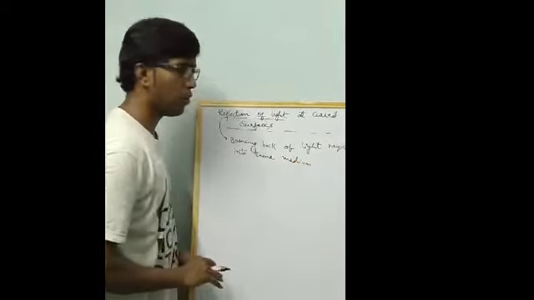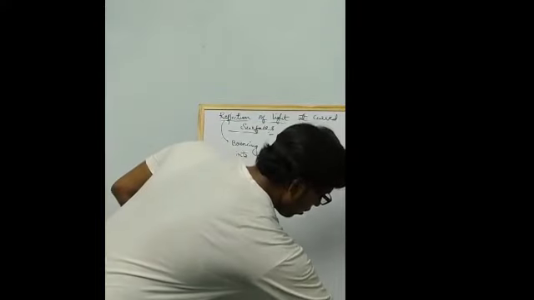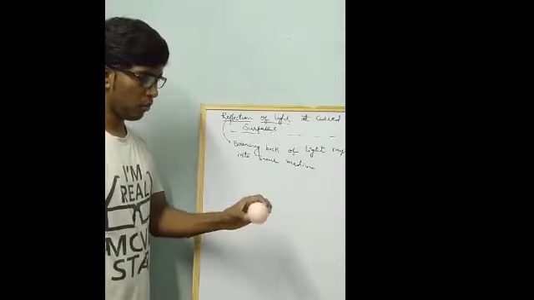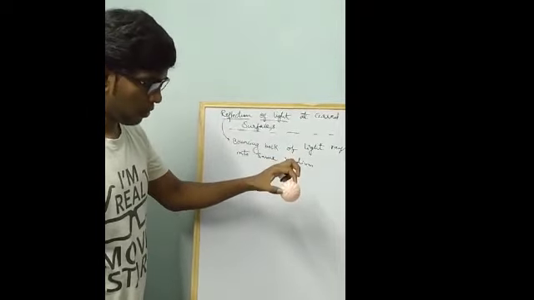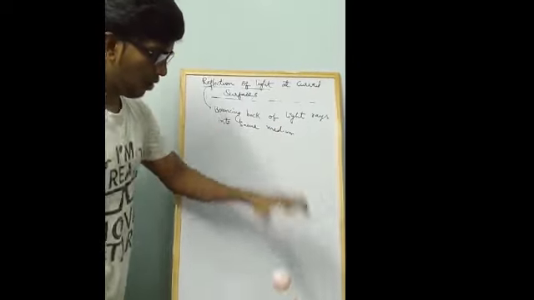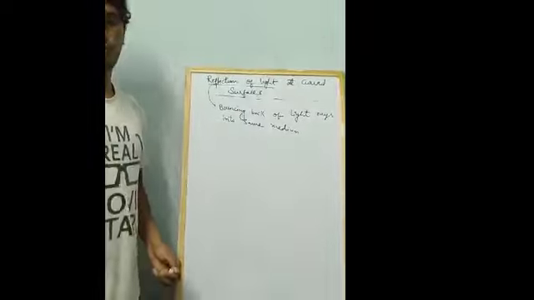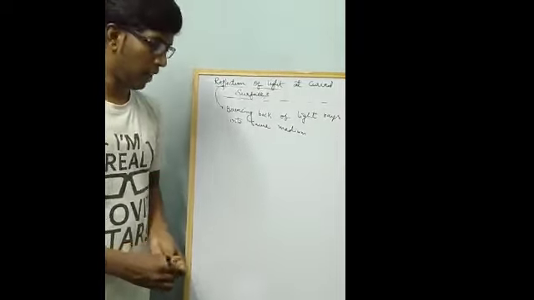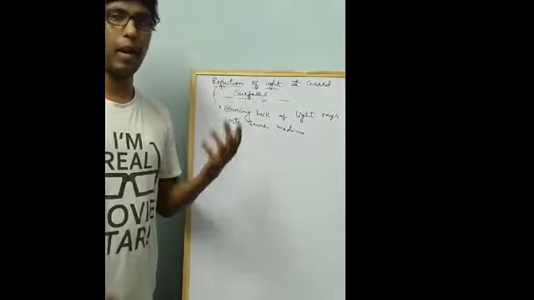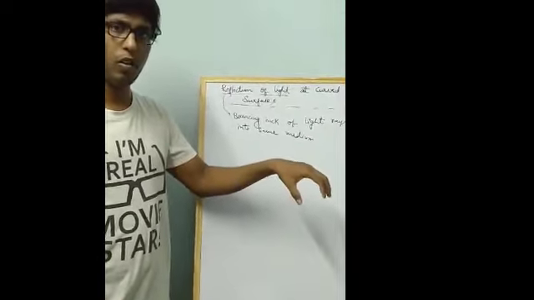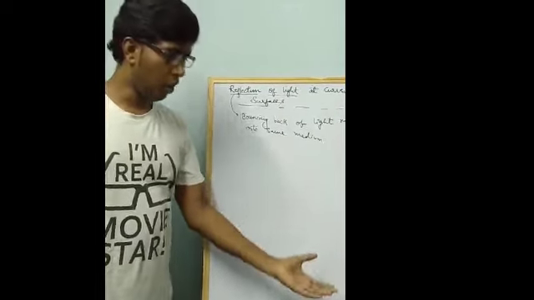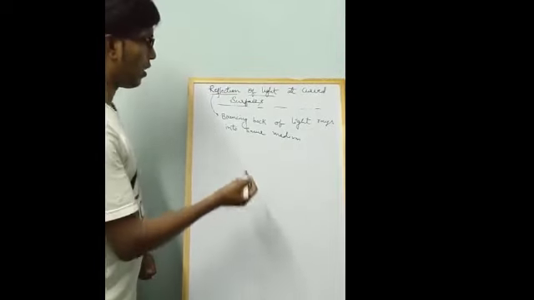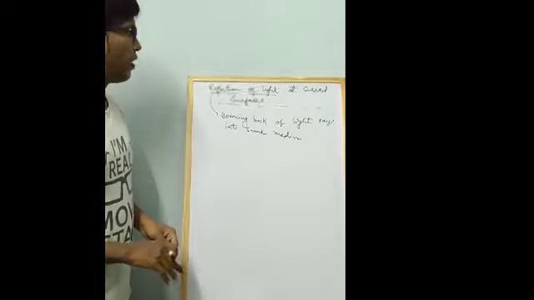Let me explain with some example. You will have a small ball here. When I drop the ball, you observe that while the ball falls on the bench, it is reflected back. So the ball is bouncing back into the same medium. I am dropping the ball from the air, and after striking the bench, it is reflected back in the same medium, into the air. This is what we call a reflection.